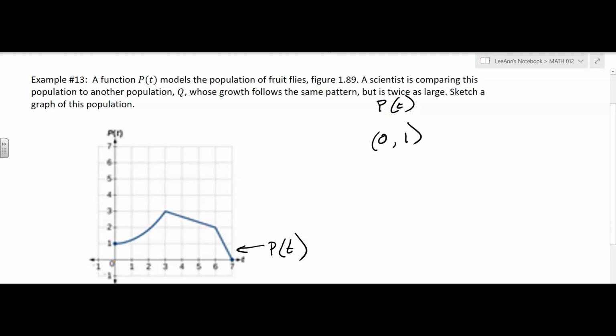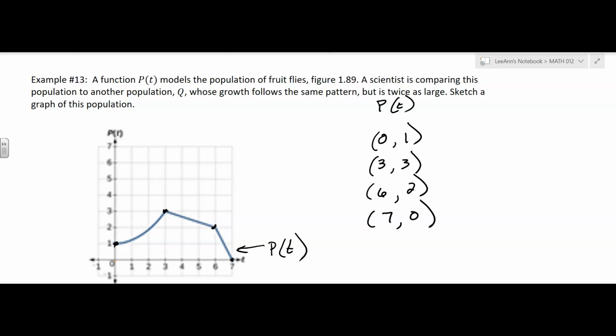Now what I'm going to do is look for those kind of turning points. So I also have a point at 3, 3. And I have a point at 6, 2. And then I have a point at 7, 0. Okay, so I'm looking at this point here, this point here, this point here, and this point here. The shape of the curve is going to stay consistent. So we'll see that when we go to do this q.